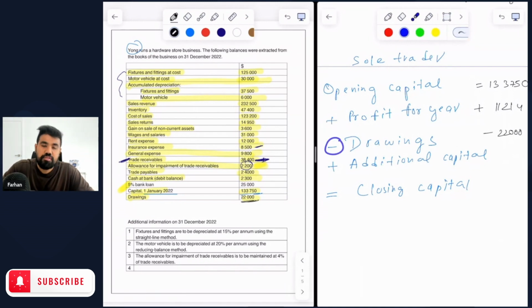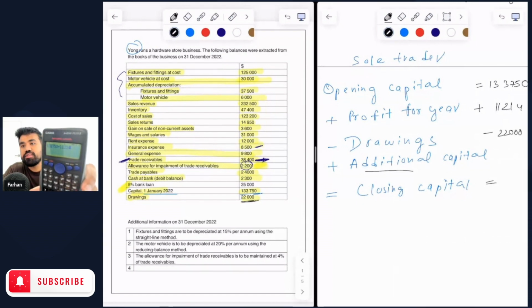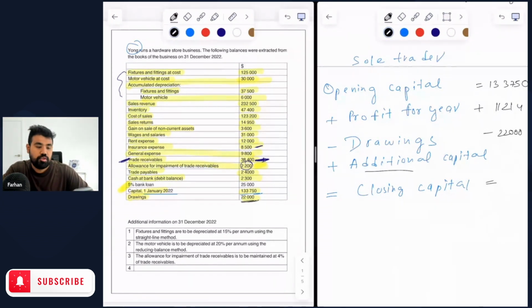So that reduction refers to a decrease in the capital that we have for reinvestment purposes in the business for the next financial year. We do not have any additional capital in this question, so we don't see Young injecting any more funds or financing into the business. So we only have opening capital, and we add profit, and then we subtract drawings. So when we do that, we take 133,750 plus 11,214, as you can see here, minus 22,000, and that should give you 122,964 as the capital.